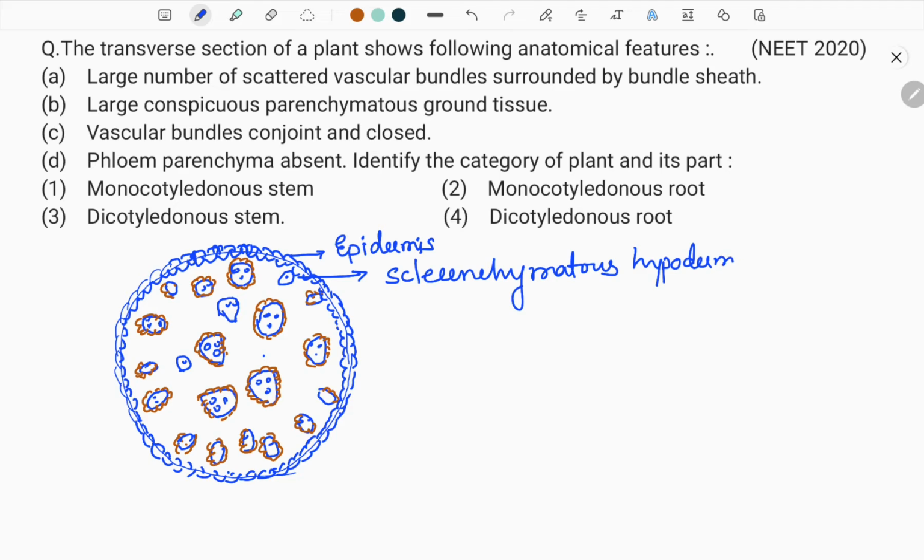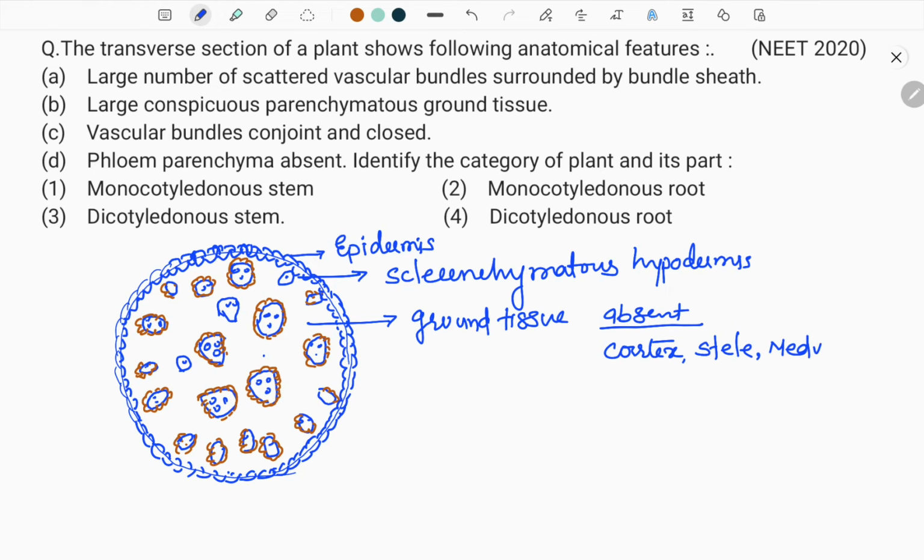Then next to the sclerenchymatous hypodermis, we find the ground tissue. In this ground tissue, there is no differentiation of endodermis, pericycle, medulla or pith, medullary rays; all of that is absent here. Let me write what is absent in monocot stem. Number one, there is no cortex. Cortex is absent, and there is no stele. Stele is also absent. Then no medulla. Medulla or pith is absent.